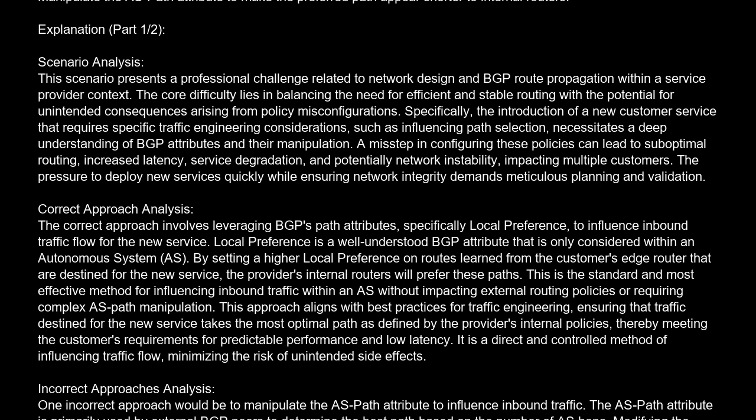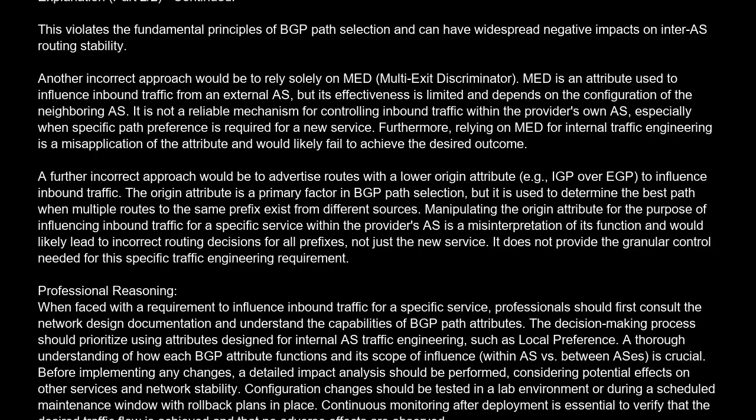It is a direct and controlled method of influencing traffic flow, minimizing the risk of unintended side effects. Incorrect approaches analysis. One incorrect approach would be to manipulate the AS-path attribute to influence inbound traffic. The AS-path attribute is primarily used by external BGP peers to determine the best path based on the number of AS hops. Modifying the AS-path for inbound traffic within the provider's AS is not its intended purpose, and can lead to unpredictable routing behavior for other ASs, potentially causing routing loops or black holes. This violates the fundamental principles of BGP path selection and can have widespread negative impacts on inter-AS routing stability.